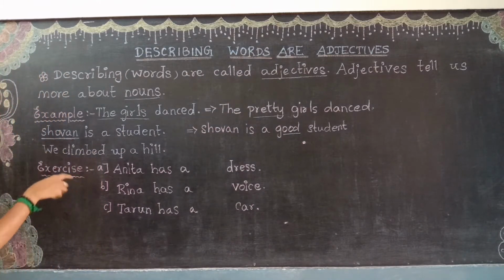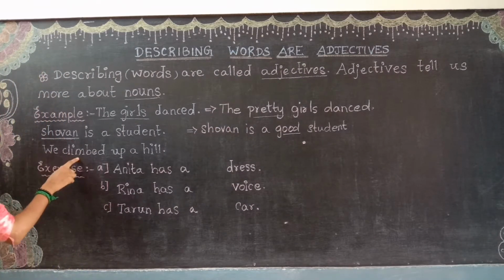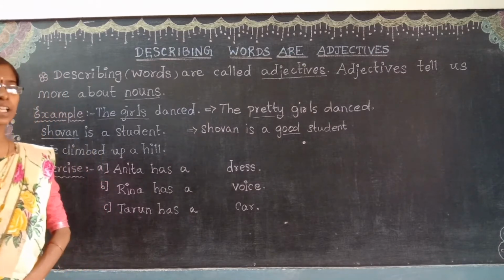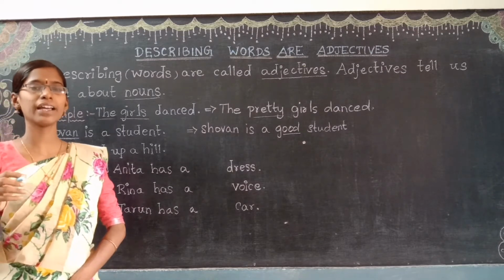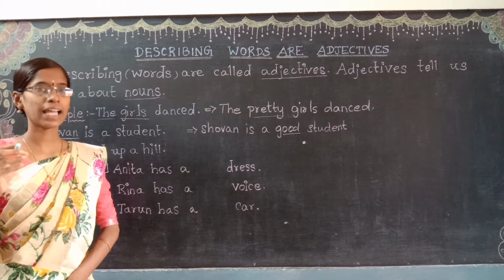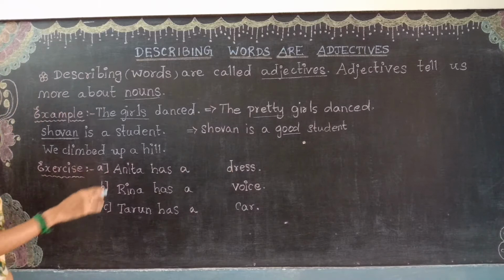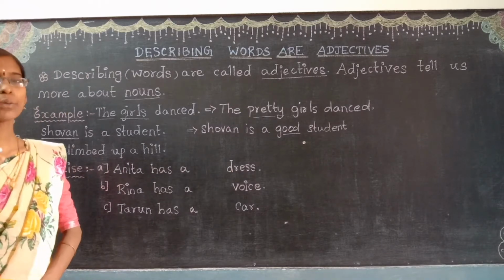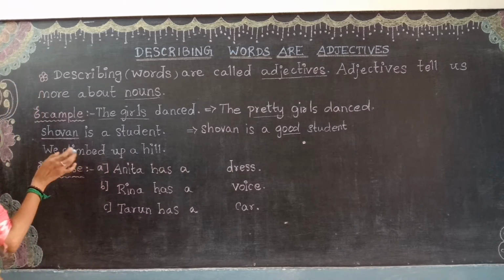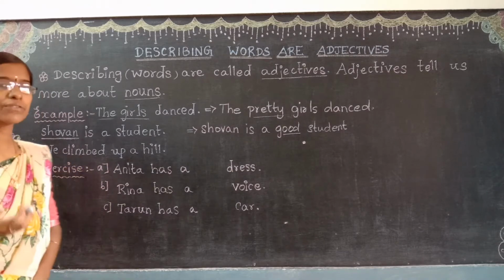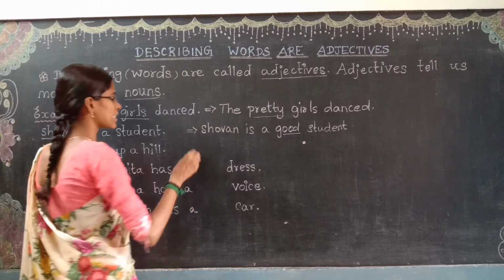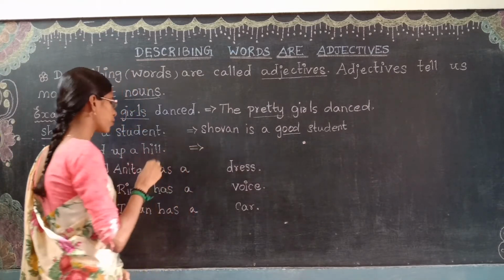Okay, now coming to the third one, we climbed up a hill. So first of all, you have to know the meaning of climbed up. Climbed up na enna indha malai la yerukanga solluvom illaya adha nam enna solluvom climbed up. We climbed up a hill. Now we are going to add an adjective to give additional information to the noun. Okay, so what may be the adjective word which suits here?